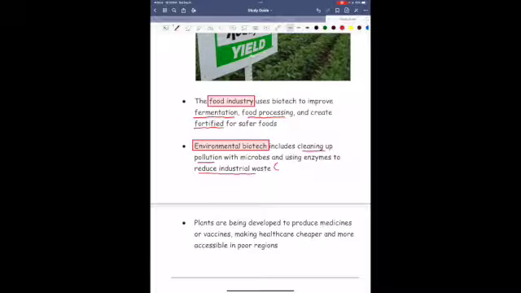So let's put our yellow base tip star. The key thing is going to be to not mix up agricultural biotechnology, which is about crops, and environmental biotechnology, which is going to be about pollution.